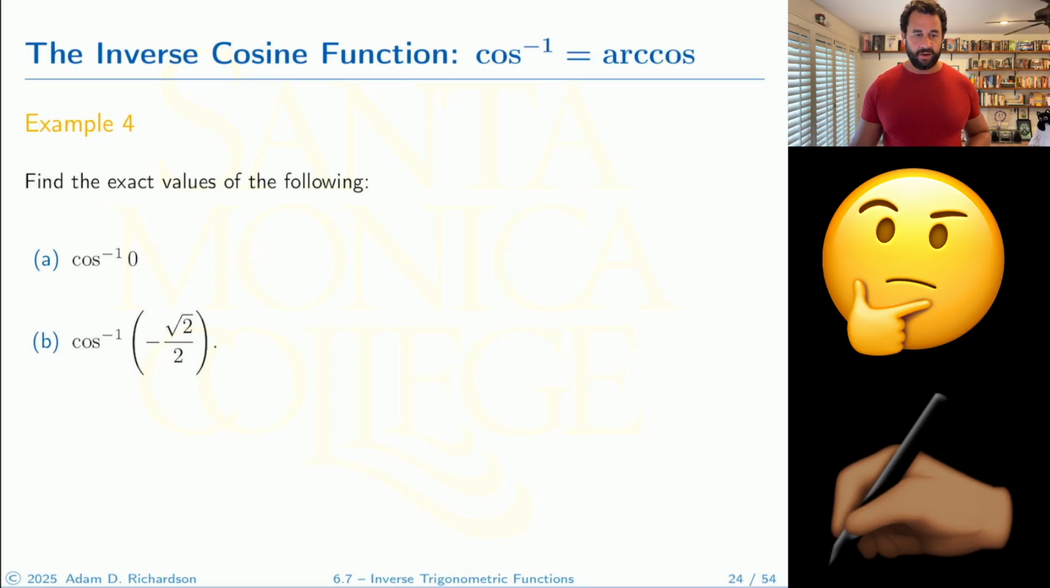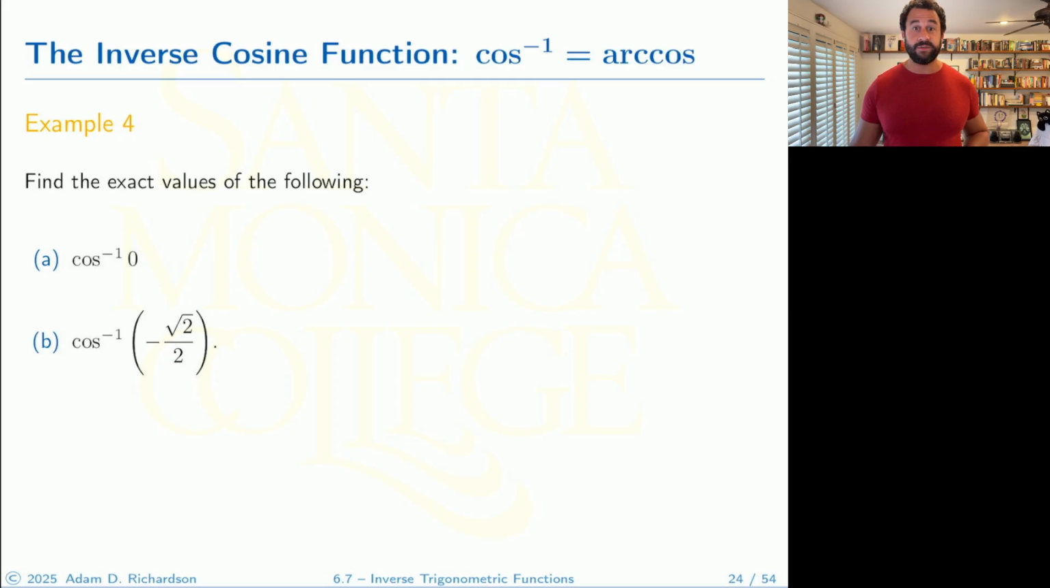Okay. Now let's do it together. So, like always, when I see these types of things, what I think to myself is, what angle has a cosine of 0? And I'm already thinking about the restricted domain. So I tend not to even say that part out loud. I'm like, what angle has a cosine of 0? Cosine is horizontal displacement. So if there's no horizontal displacement, that means the angle has to be pi over 2. So right away, I can say this is going to be equal to pi over 2.